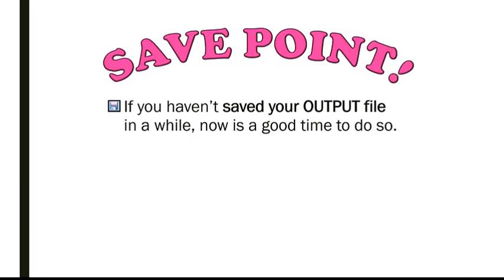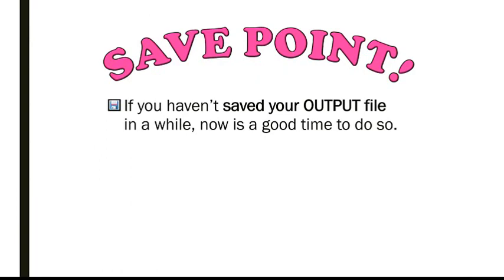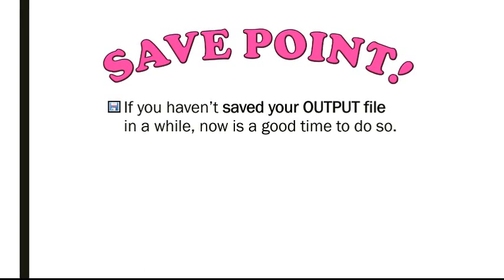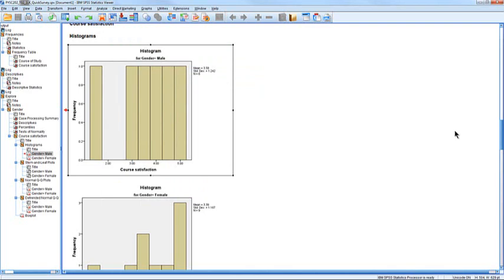All right, if you haven't saved your output file in a while, now is a good time to do so because we've added those descriptives and we added the explore function. So I'm going to do that right now. The next thing I'm going to do is edit the histogram for males to make it look a little bit more like the one on my slide. So I'm going to right click on it. You can double click if you want to activate, but I'm going to edit content in a separate window.